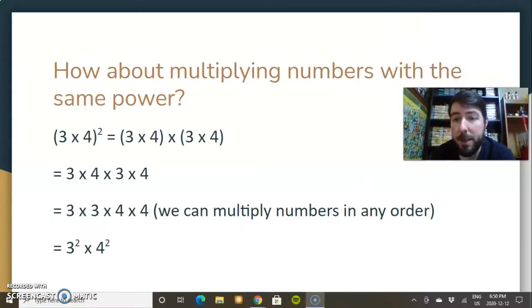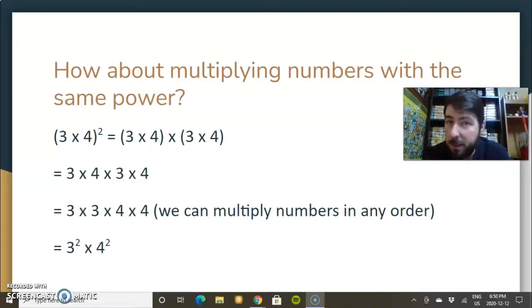Okay, so this is the next exponent law we're going to talk about. This one isn't really as important, but it's still an interesting thing to know. So this is where we're multiplying two numbers and then raising them to the power of something else. So (3 times 4) to the power of 2 is the example we're going to be looking at. This power of 2 means we're multiplying whatever is here 2 times. So (3 times 4) times (3 times 4).